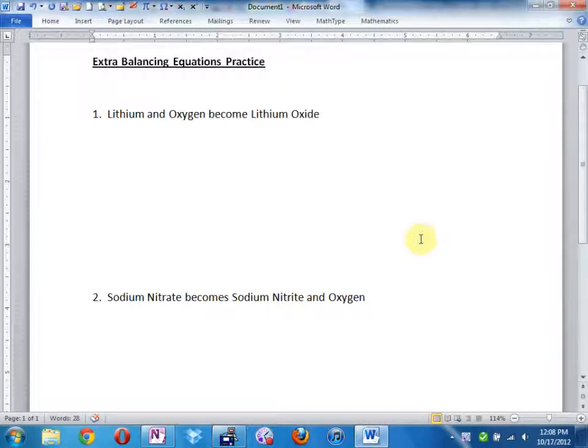Some extra balancing equations practice is what I wrote as my high-tech heading. And we're going, because the toughest by far is going from words to skeleton to formula. You got a periodic table? We're good? So here we go. It says lithium and oxygen become lithium oxide. Just write down the first one. Don't write down the next one because we're going to need a fair chunk of room.